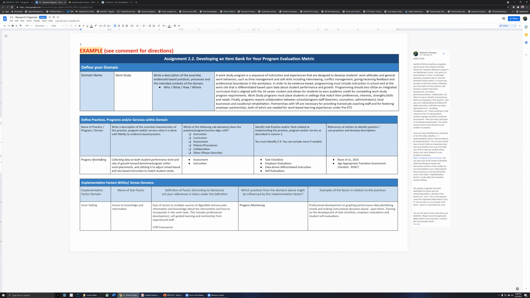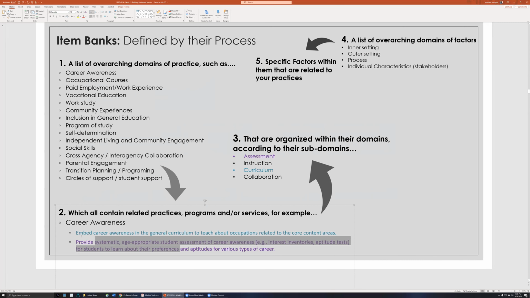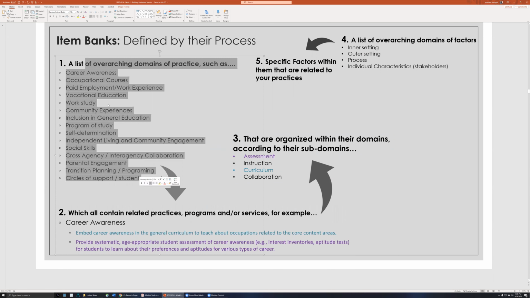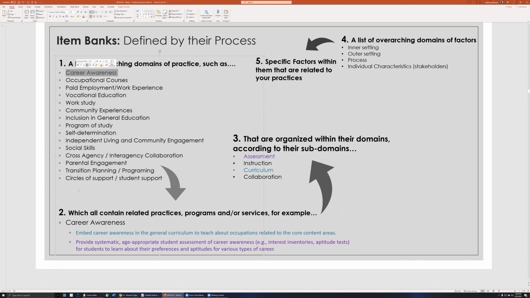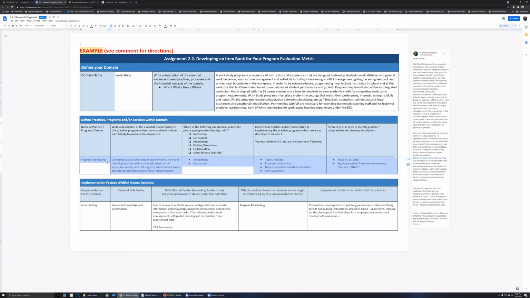So what I mean by that is that each of these rows represents a practice. If we go back to our slides, what I'm talking about are these practices that are related to overarching domains, the overarching domain being your independent variable. So I've got career awareness as my independent variable, and I've got these two practices identified for this example. One is related to curriculum, one is related to assessment. So the practices themselves are right here in this first row.